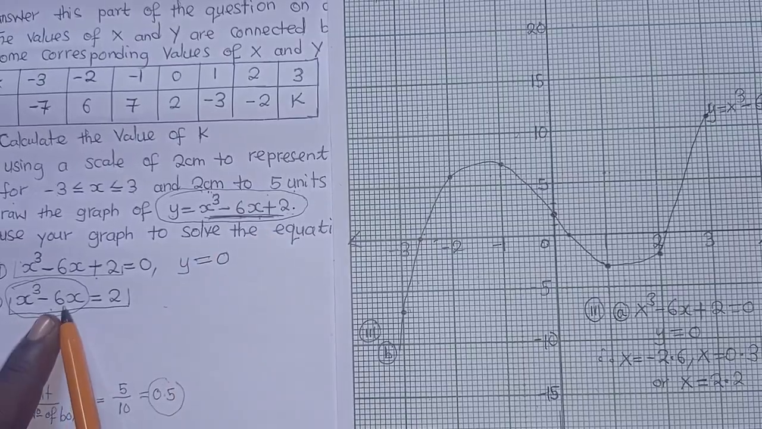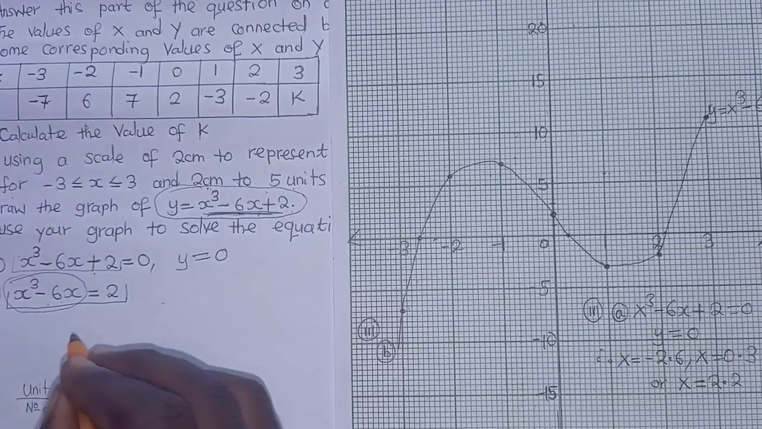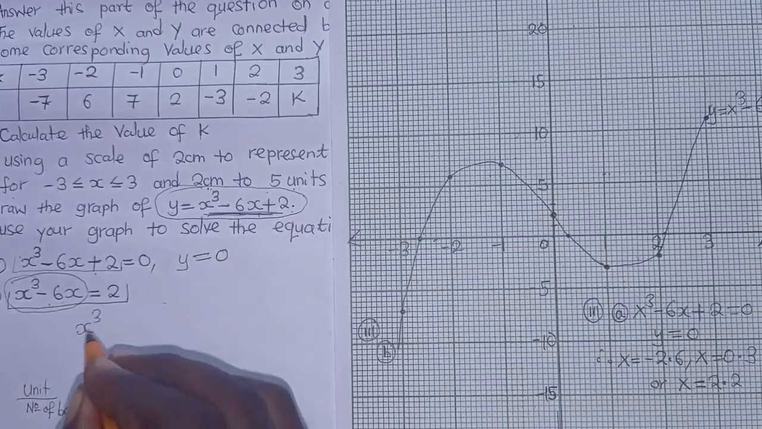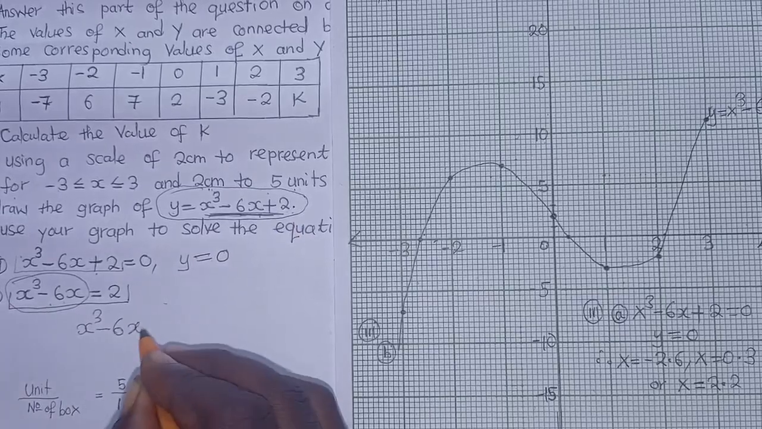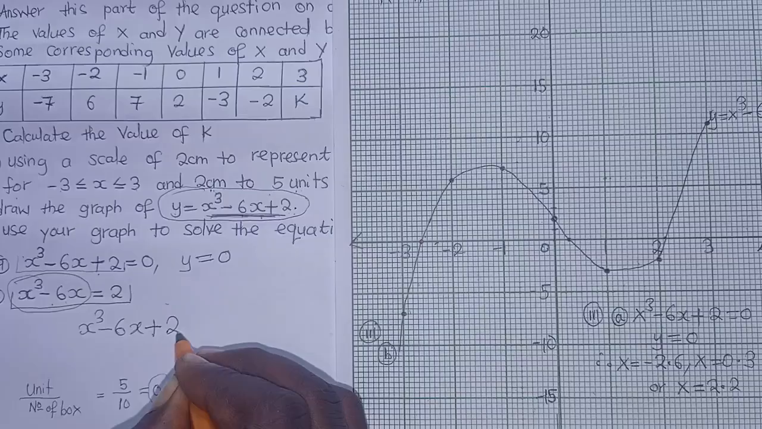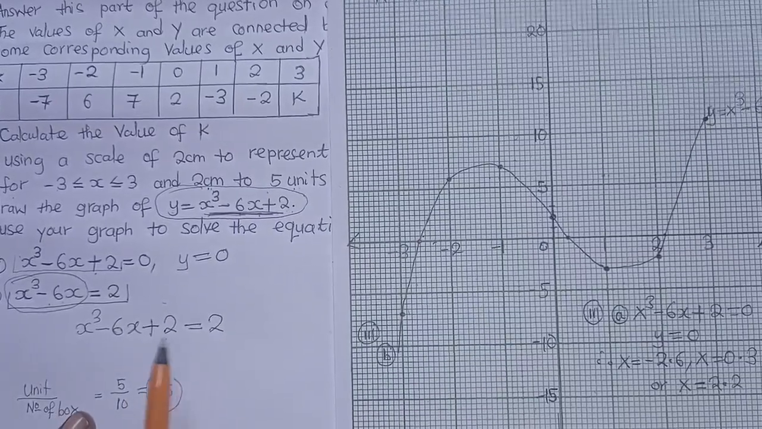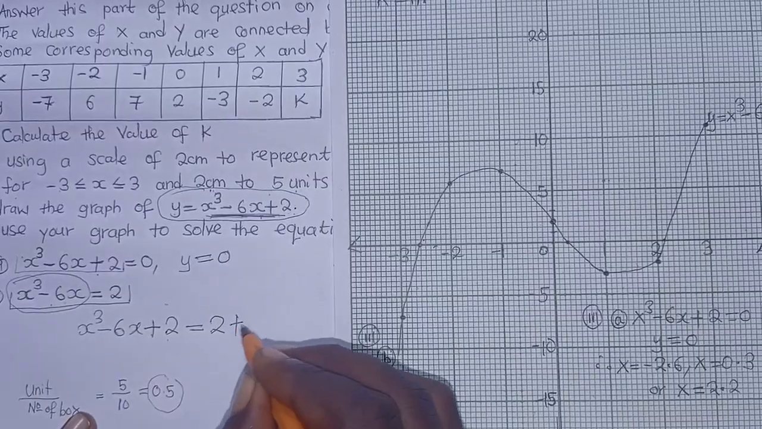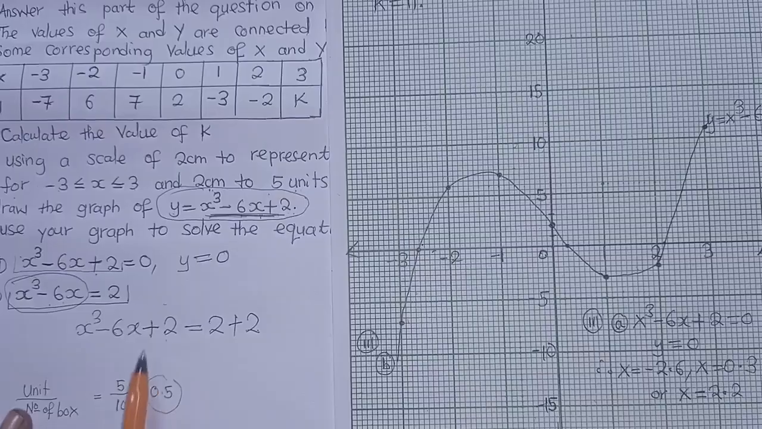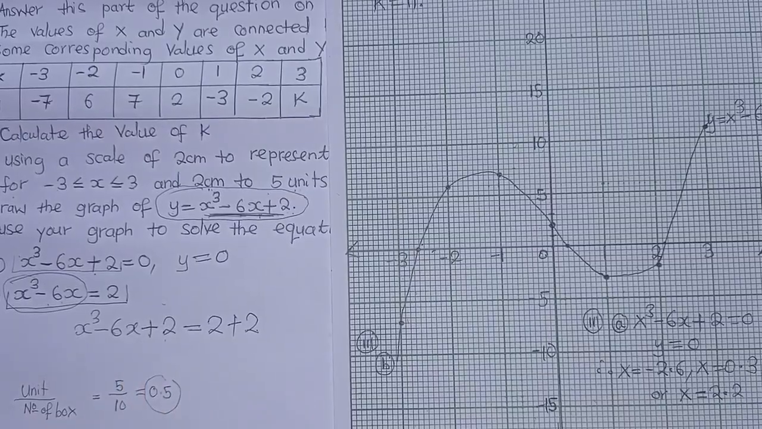Here there is no 2. But there is 2. So I say x cubed minus 6x, I put plus 2, which is equal to... there is already a 2 here. I've added the 2 here. Even here, I need to put another 2 plus 2, because what you add on this side is what you are going to add on the other side.